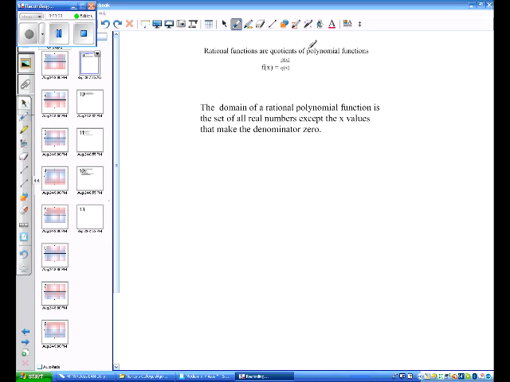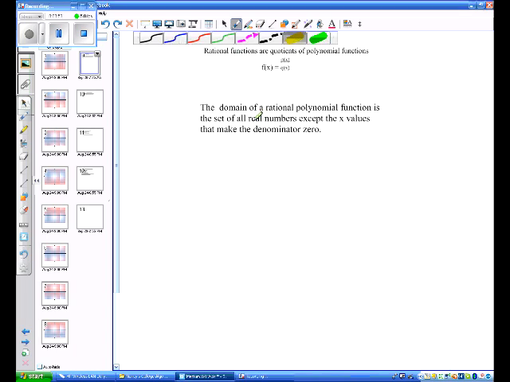Now, the domain of a rational function is the set of all real numbers, except for where your denominator is 0. When we talked about polynomials, we also excluded where you had a radical. We're not going to deal with any radicals, so here the domain is the set of all real numbers except the value of x that makes the denominator 0. So let's look at some rational functions and figure out what their domains would be.